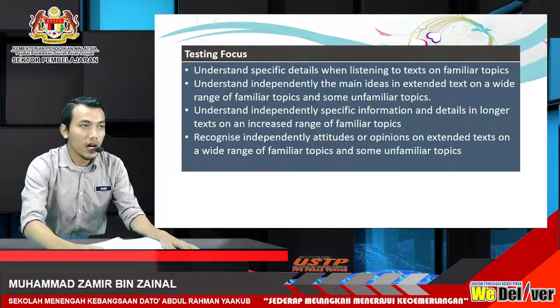So what is being tested? The testing focus for this part is that it wants to test whether you are able to understand specific details, understand main ideas, understand specific information and detail, and recognize independently attitudes or opinions. So all of these learning standards would be tested in this part.